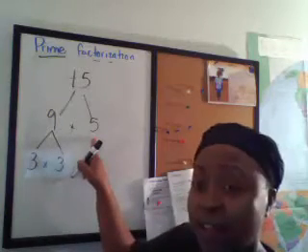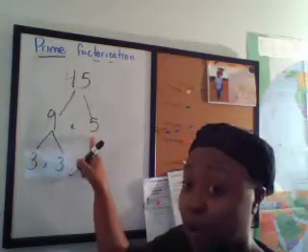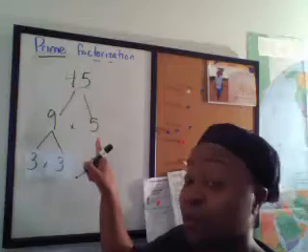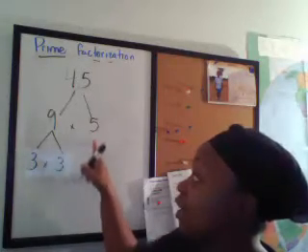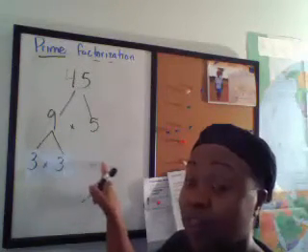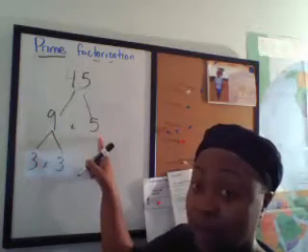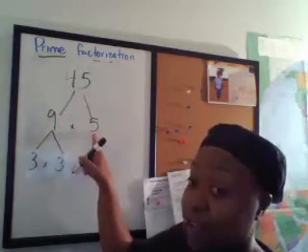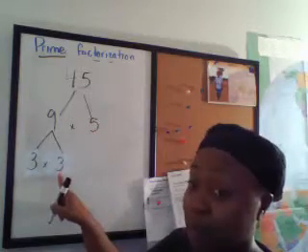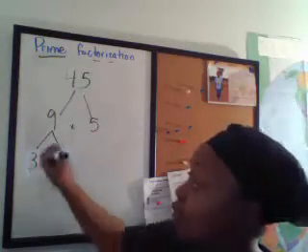Now I look at my 5. Is my 5 a composite or a prime number? It is a prime number. I don't have any other factors for 5 besides 5 times 1. Okay? So 5 is a prime number, 3 is a prime number, and 3 is a prime number.